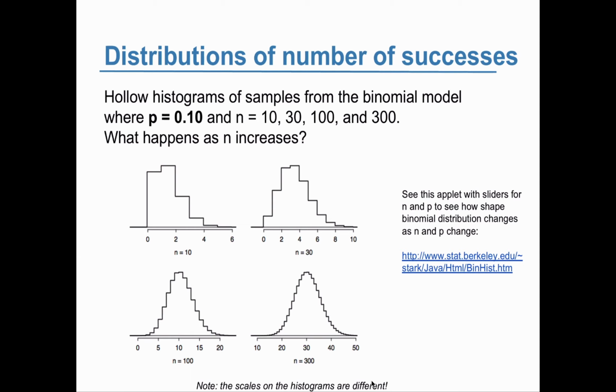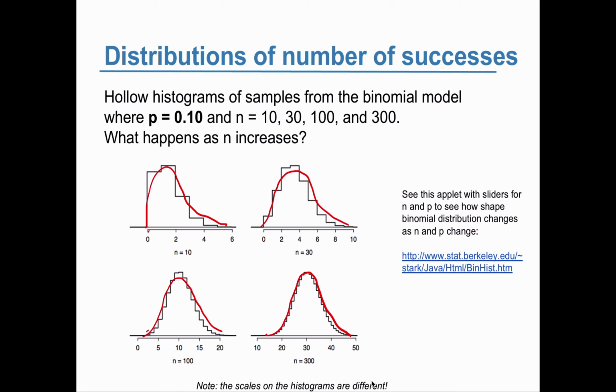Histogram samples from the binomial model where p is 0.1 and we change the number of n. Right? So here, p is 0.1, n is 10. We see this distribution is skewed right. As our n gets bigger, this distribution's a little bit less skewed right. This distribution's pretty symmetrical, and this distribution is very symmetrical, and in fact, very normal.